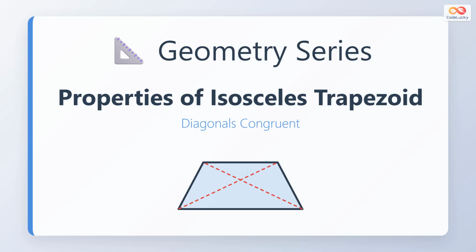Today, we are going to explore a very specific and interesting property of the isosceles trapezoid. Specifically, we will look at its diagonals and why they are congruent.